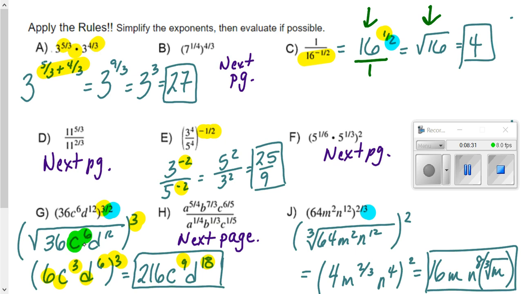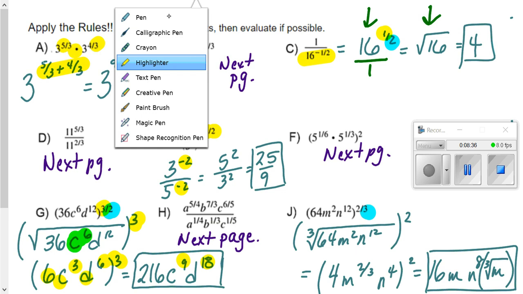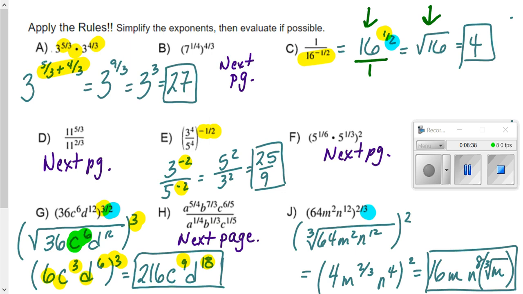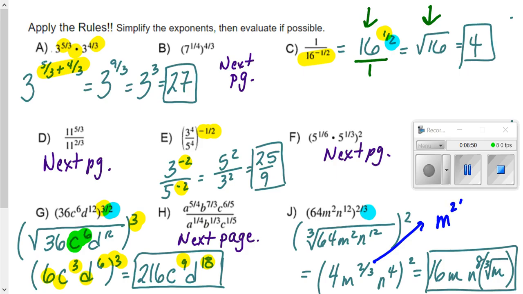Okay, and then J had a little bit of a twist in that, first of all, I was a little tight on space, which is not a good reason to not show your work. Don't do that. But here I had m to the 2/3, and then that was squared. So there was a little side thought here that m to the 2/3 squared would be m to the, remember you have to multiply here, so 4/3. That's 1 1/3. So the 1 came out, and then the leftover third is still in the root. Okay?